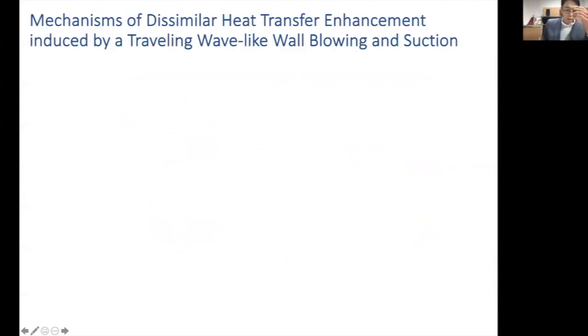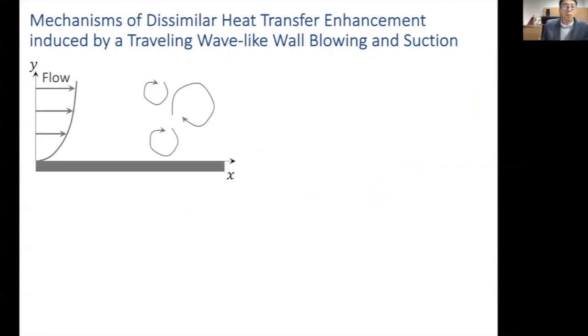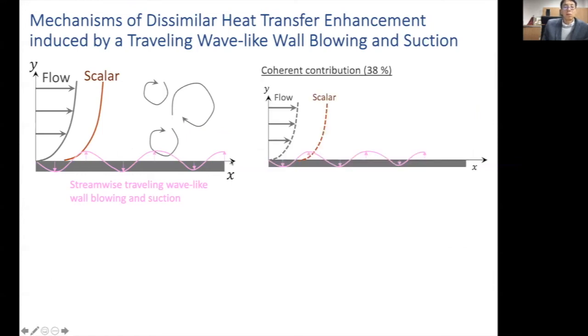So let me summarize the mechanism of dissimilarity induced by a traveling wave like wall blowing suction. As I said, our problem is the flow over a flat plate, and we apply a streamwise traveling wave like wall blowing suction. Because of this traveling wave, as we saw in our previous slide, we generate some spanwise flow. This will cause dissimilarity between the velocity field and scalar field, and that contributes to 30% of the entire dissimilarity.